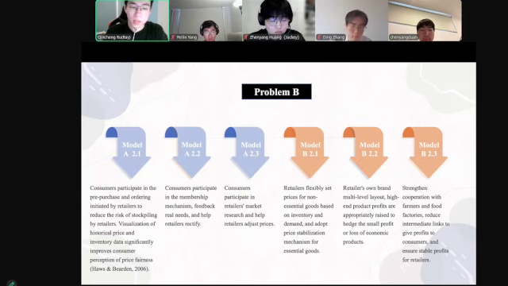In Model B, retailers can set prices flexibly based on inventory and demand for non-essential goods, and adopt a price stabilization mechanism for essential goods. Retailers or brands can also have a multi-level layout. For example, increase the price of high-end products to hedge the profits or losses of economy products, which is beneficial to reduce pressure on consumers' basic life. Besides, retailers can strengthen cooperation with farmers and food factories, reduce intermediate links to give profits to consumers, and ensure stable profits to retailers. That's my part.